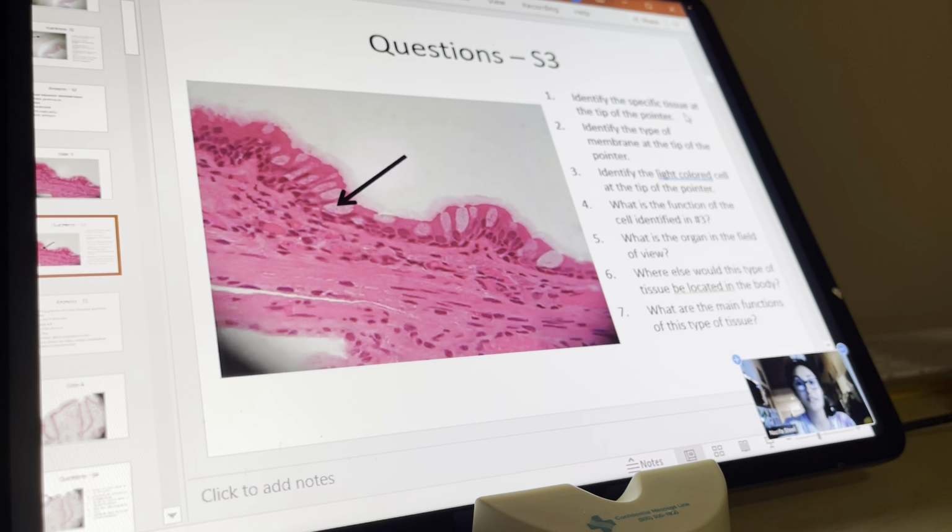So if it's asking for a specific tissue, just say that: ciliated pseudostratified columnar epithelial tissue. That's it. Same for type of membrane. For a lot of these questions, it's just 1 or 2 words. It's just the answer. But if it's asking what the function is, that's where you can put a couple more words in, so she knows that you know. You don't have to go on and on and on.